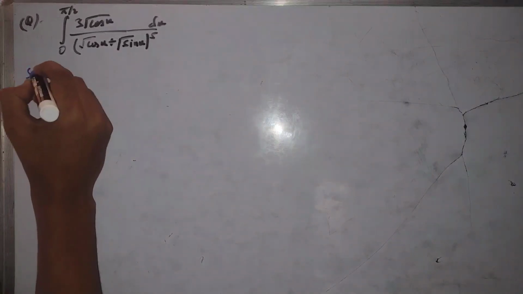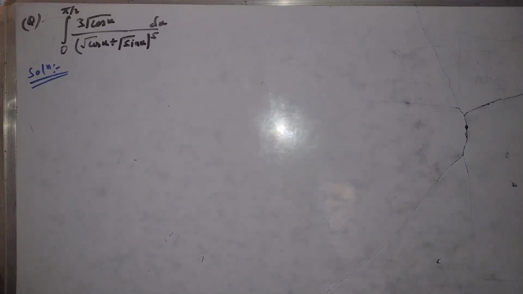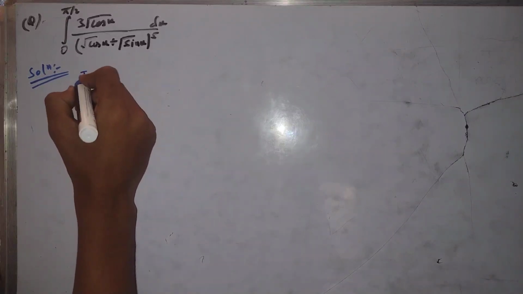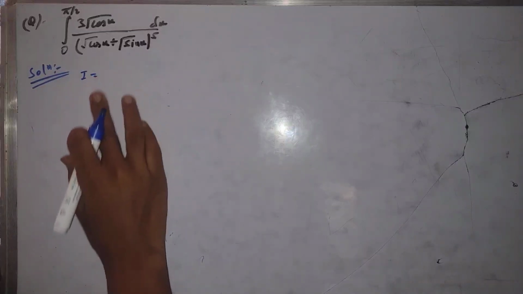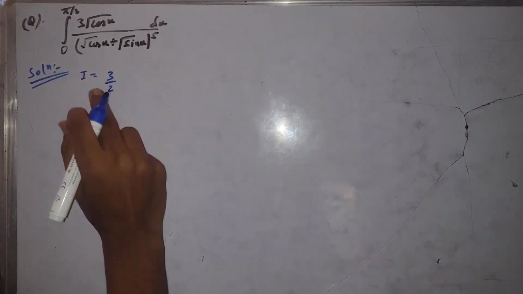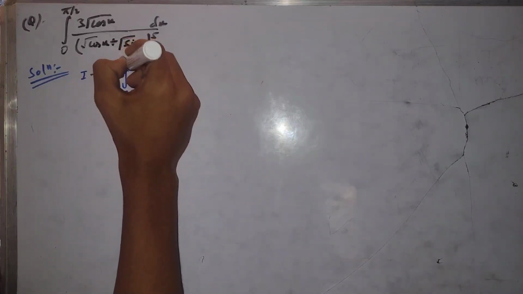So, I'll request the viewers to pause the video and try it by yourself, and then check the solutions. So this is again where we'll use King's rule. We can write I equals 3 by 2, I am just taking this 3 out. I assume that you all have the basic idea of King's rule.